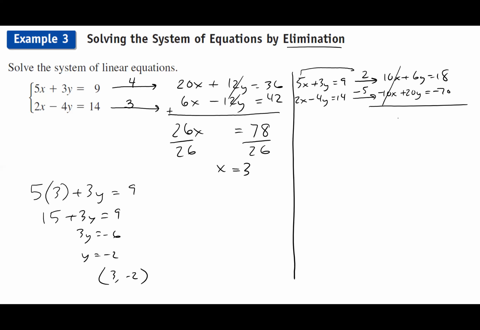Now the x's are gone. This is 26, that's funny. 26y. And this is negative -52 divided by 26. Yeah, that's right. Look at this. Notice that y is the same y that we got down here. So just 2 divided by 26.